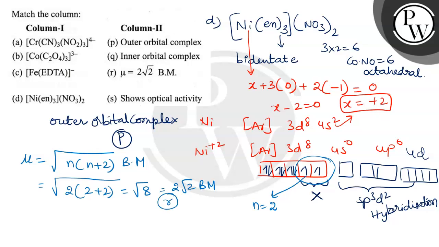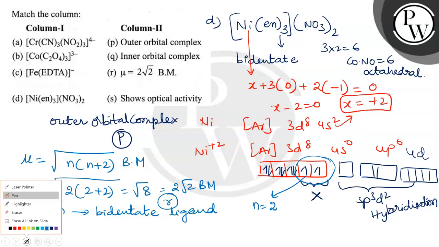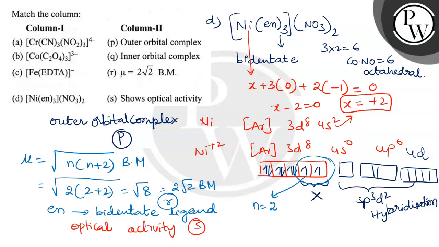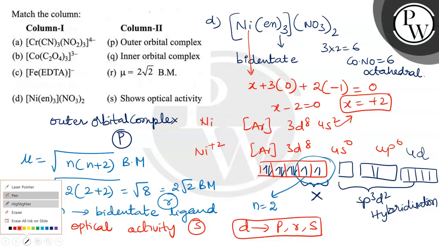And en is a bidentate ligand. As en is a bidentate ligand, it can show optical isomerism. This complex shows optical isomerism. So it is matching with the S point also. So option D is matching with P, R and S. So all options I explained. Hope you understood. Good luck.